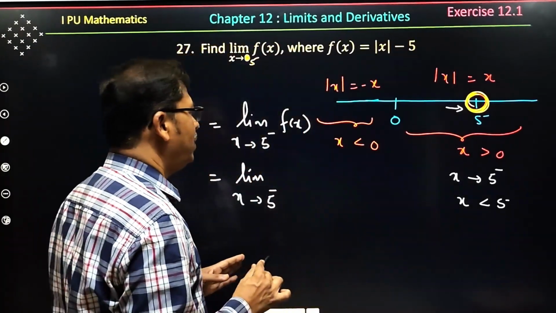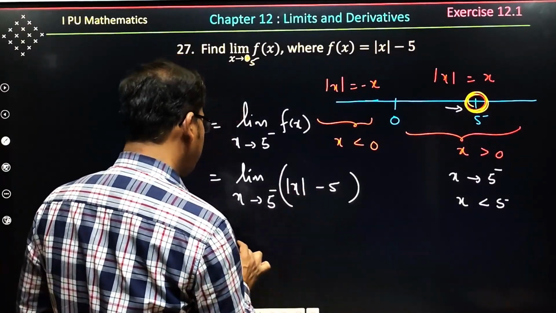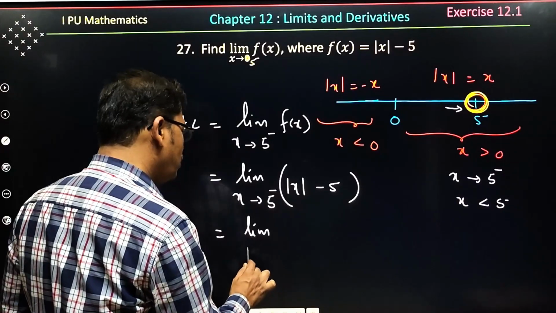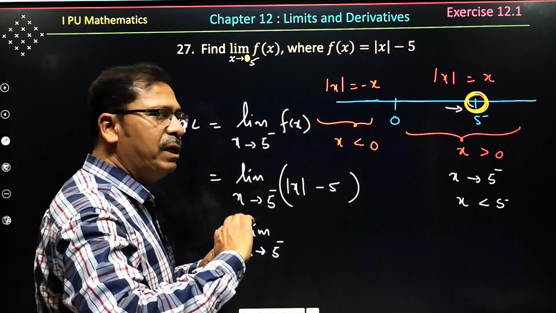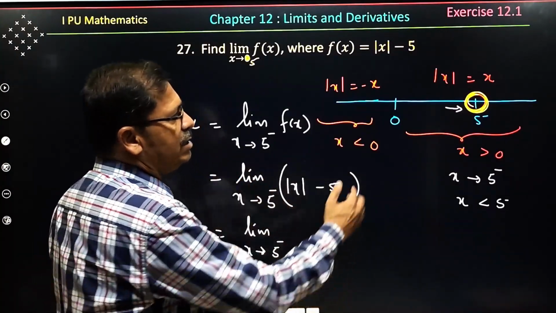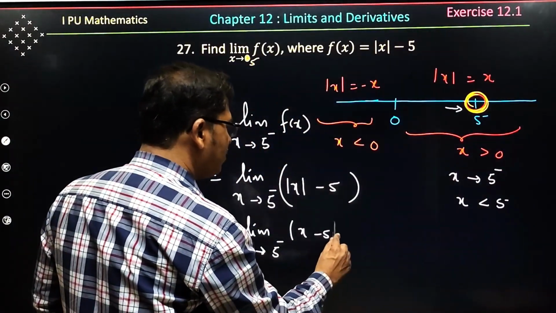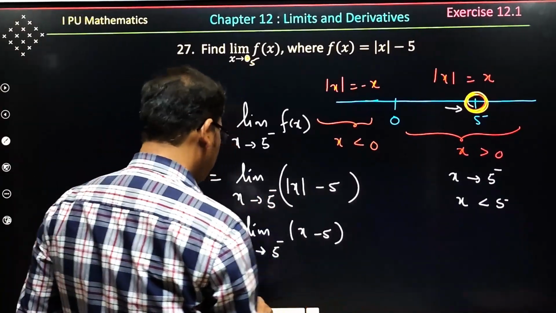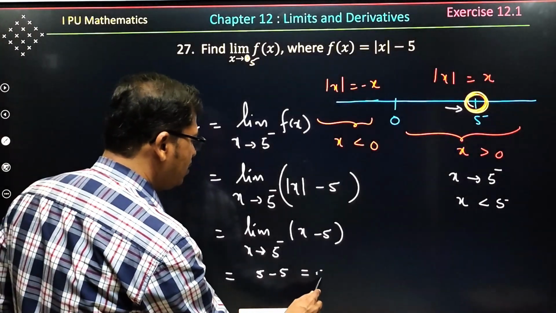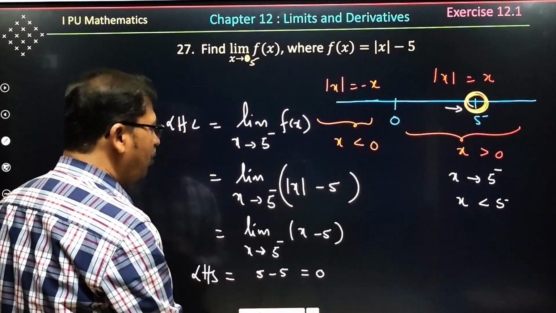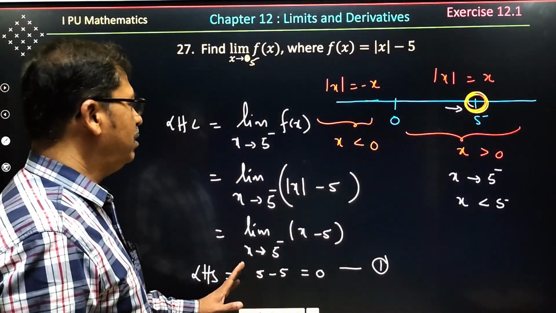You should understand this. So mod x as it is, minus 5, I would like to write. Please concentrate here at this stage. Limit x tends to 5 minus means less than 5 but it is greater than 0. When x is greater than 0, mod x equal to x only. So x minus 5. Now you evaluate it. So this is equal to limit x tends to 5 minus 5. So its answer is 0. Thus this is the value of the left hand limit. Call this as equation number 1. I have calculated the left hand limit.